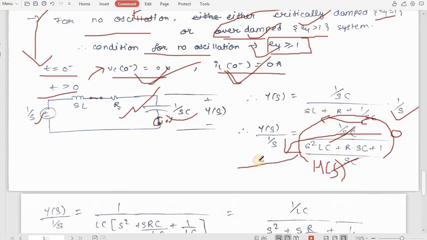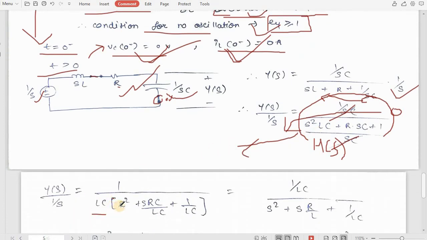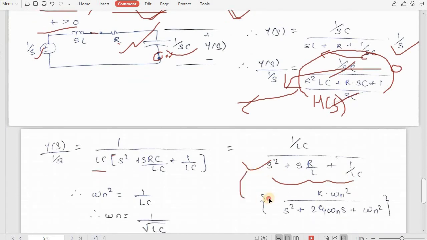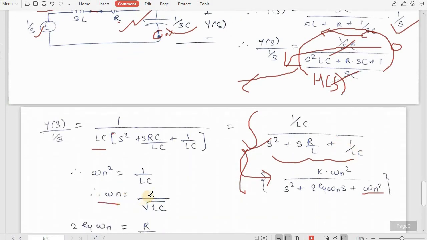Now we are going to make the coefficient of S square to be 1. For that we are going to take LC common, so we will have S square plus SRC by LC plus 1 upon LC. If we simplify it, we will have (1 upon LC) upon S square plus SR by L plus 1 by LC. So if you see it carefully, we have converted this into the second order equation, which was k into omega n square upon S square plus 2 zeta omega n S plus omega n square. If you compare these two equations, you will get that omega n square is 1 upon LC. So from this you will get omega n is 1 upon under root of LC. So you got your omega n.